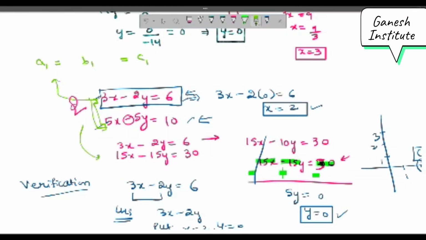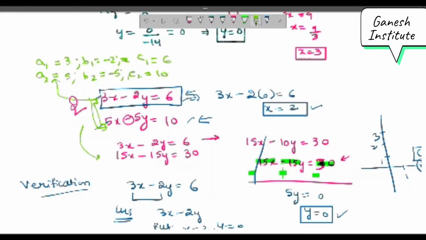Sorry, which equation? The transformed one, not the main equation. So yeah, 3 would be your A, your 2 would be B, and 6 would be C. You need to consider the minus sign. Sorry, minus 2 would be B, and 6 would be C. Perfect. And then what about the other? 5 would be your A, minus 5 would be your B, and 10 would be your C.